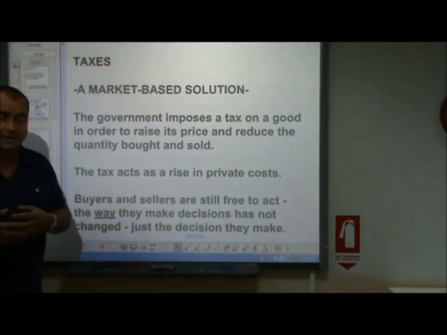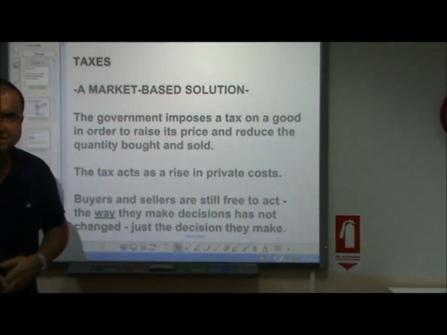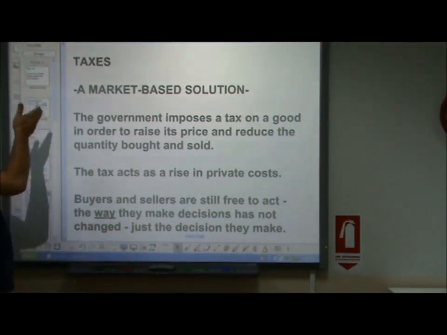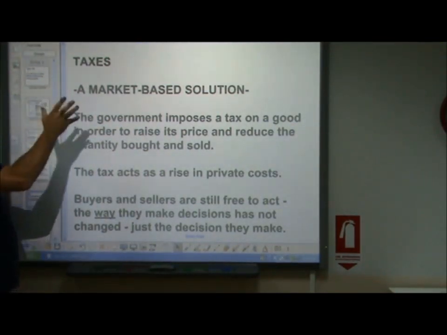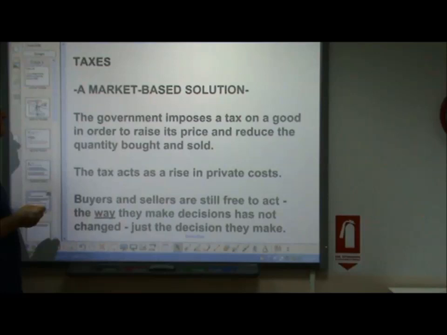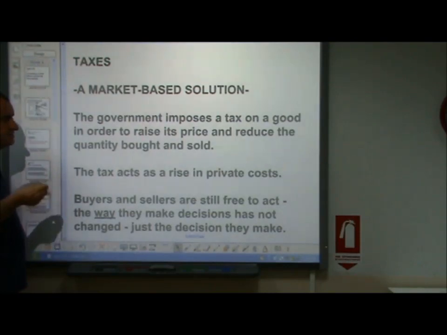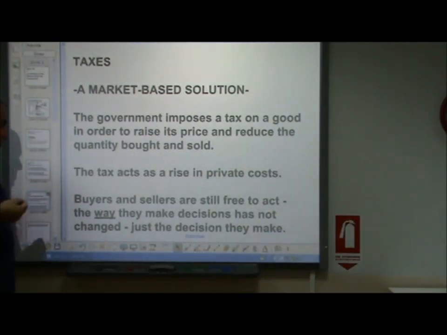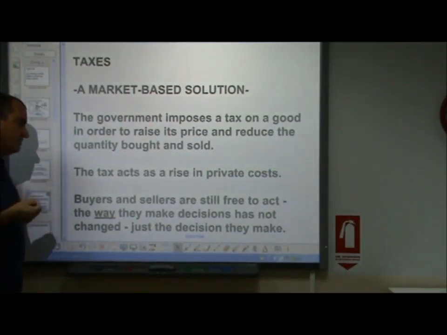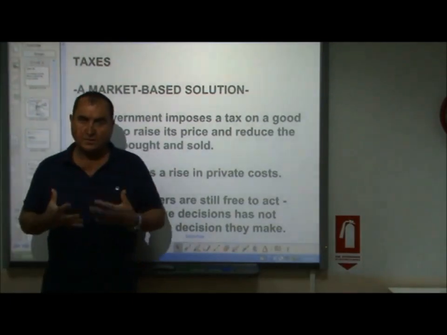Now let's get to the three market-based solutions, and I'll step out of the way so you can see it. Taxes, a market-based solution. It uses market forces. The government imposes a tax on a good in order to raise its price and so reduce the quantity bought and sold. The tax acts as a rise in the private costs. Buyers and sellers are still free to act. The way they make decisions has not changed, just the decision they make. So we're not trying to change the way people think.